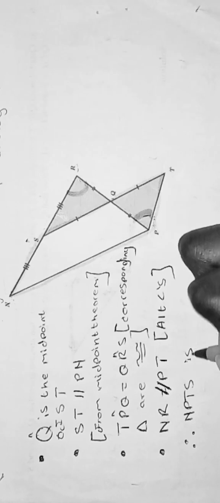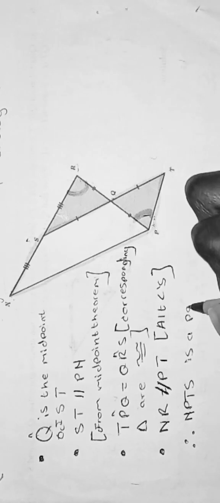So I'm going to say therefore NPTS is a parallelogram. Reason will be opposite sides of a quad are parallel to one another, and then you're done with proving that this is a parallelogram.